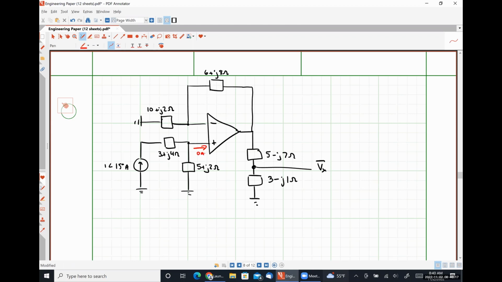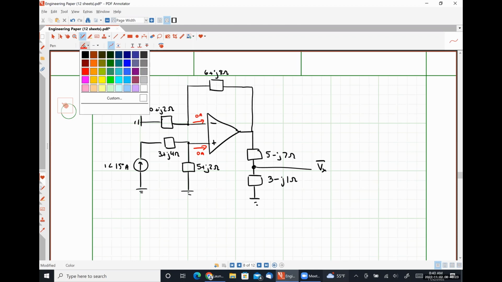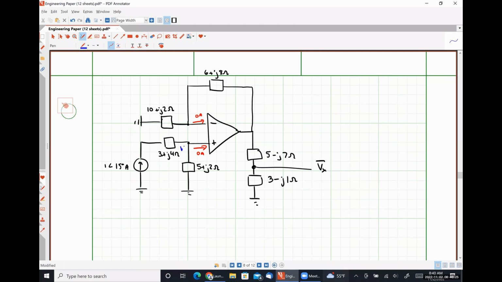So we know that this current is 0 amps. We know that this current is 0 amps. This voltage right here, V plus, will be what? I'm not looking for a numerical answer, just tell me how to solve for it. Which impedance? I disagree.